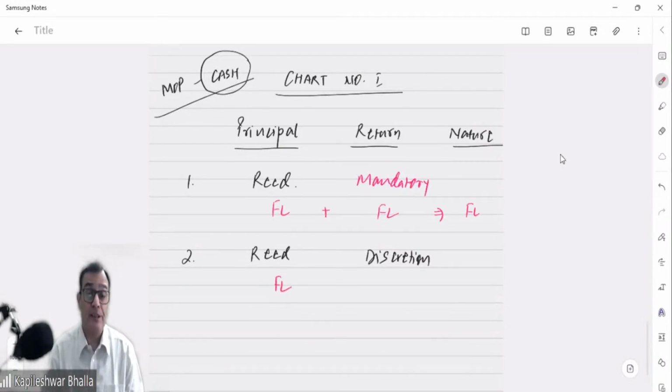But when you say that there's a discretion, the return is paid in cash, but there is an avoidable obligation to pay. It's discretionary, so that would make it equity. So when you look at the two components, one is FL and one is equity, then we can say it becomes a compound financial instrument in this case. Okay, so that was a second combination, redeemable with mandatory and redeemable with discretionary.